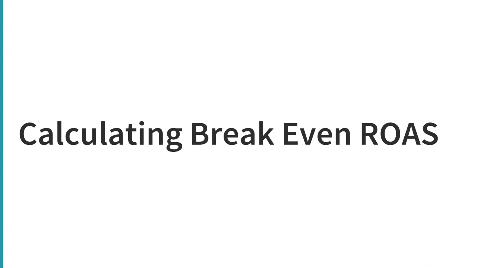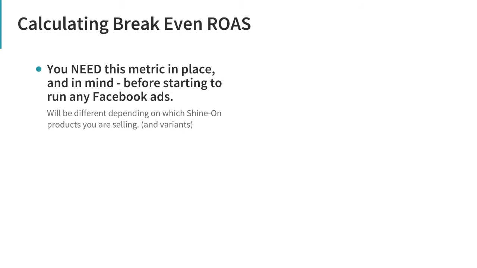Okay, new lesson. And this one is about calculating break-even ROAS, or return on ad spend. This is an extremely important metric, and you really need it in place and in your mind before starting to run any Facebook ads. This metric will be different depending on which Shine On product you are selling, and obviously the variance of said product, because some products cost more or less than others depending on which ones they are.